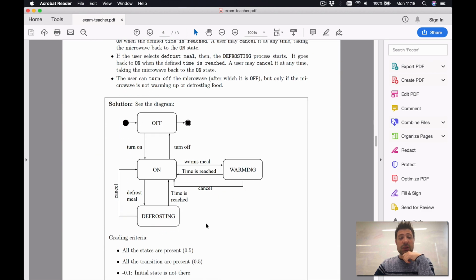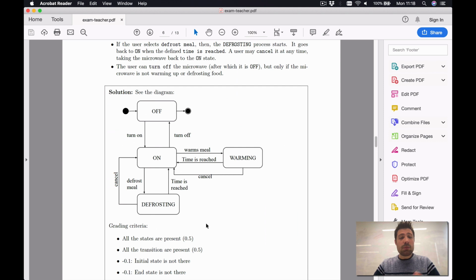Then the state machine: you also did an amazing job. Most state machines were very, very good. What we observed are questions I also got during the review lecture. In here we have two edges coming back to the on state, so time is reached and cancel. You can do this with one edge only, that's okay. Then you write time is reached or cancel. I'm totally fine with that.